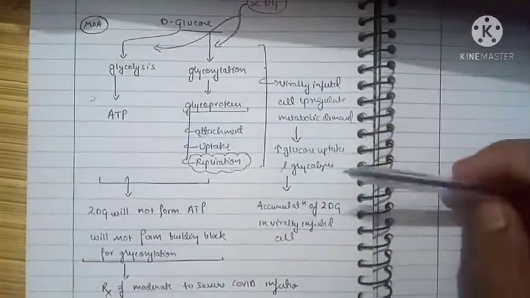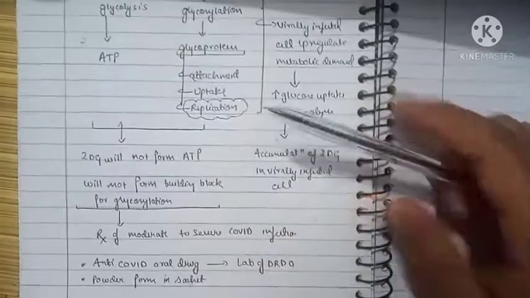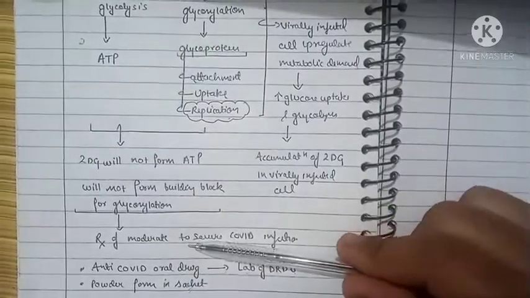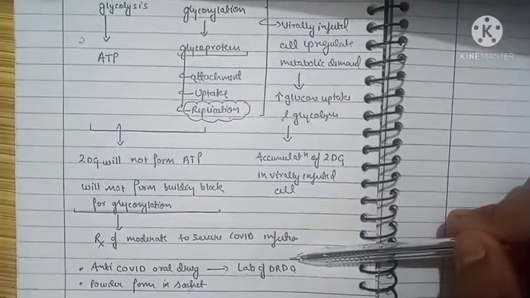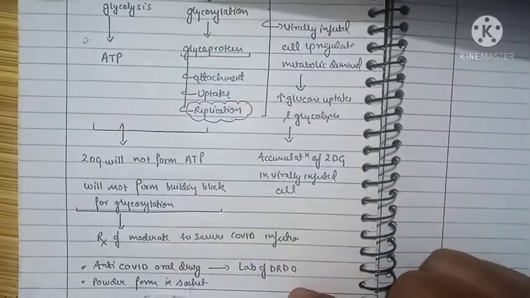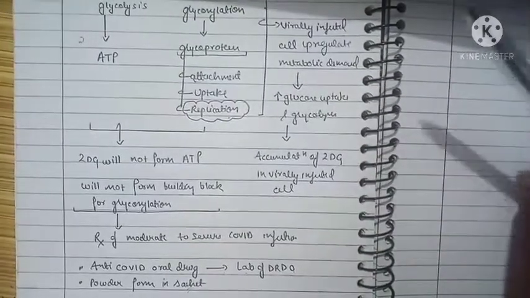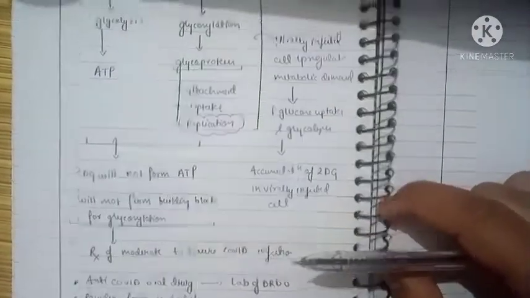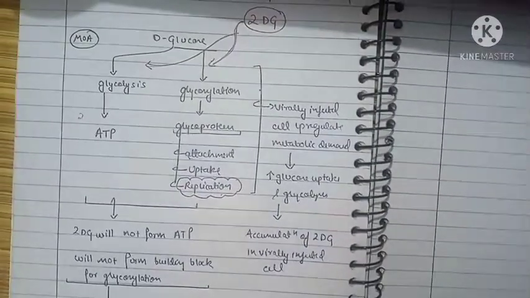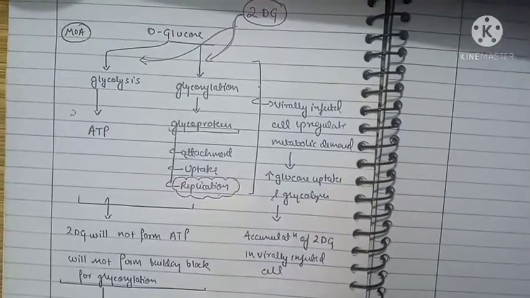Now, this drug is used for treatment of moderate to severe COVID infection. This is an anti-COVID oral drug developed by a lab of DRDO in India. It comes in a powder form in a sachet and is to be dissolved in water for use. Another interesting thing is that this drug can prove to be a wonder drug in the coming days, hopefully.